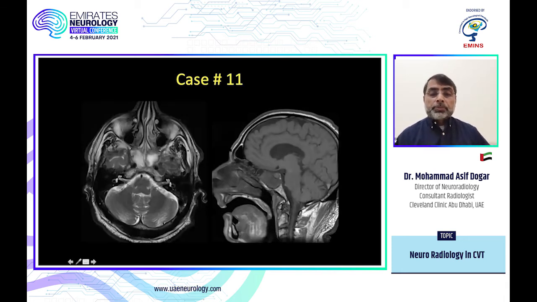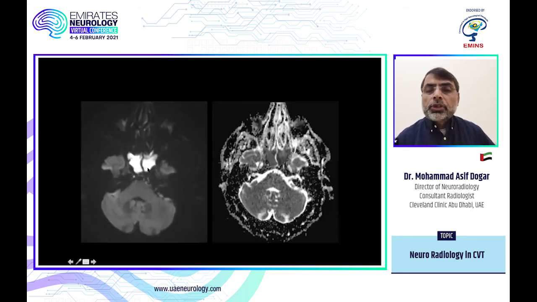Case 11, this patient came with headache. There's fluid in the sphenoid sinus. There's a diffusion restriction in the sphenoid sinus. This diffusion restriction is usually seen with acute sinusitis, although it can be seen with some proteinaceous secretion.